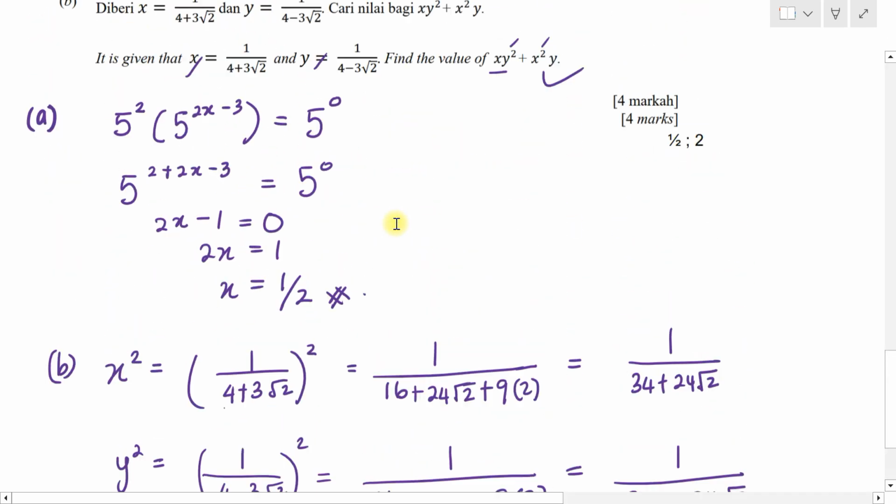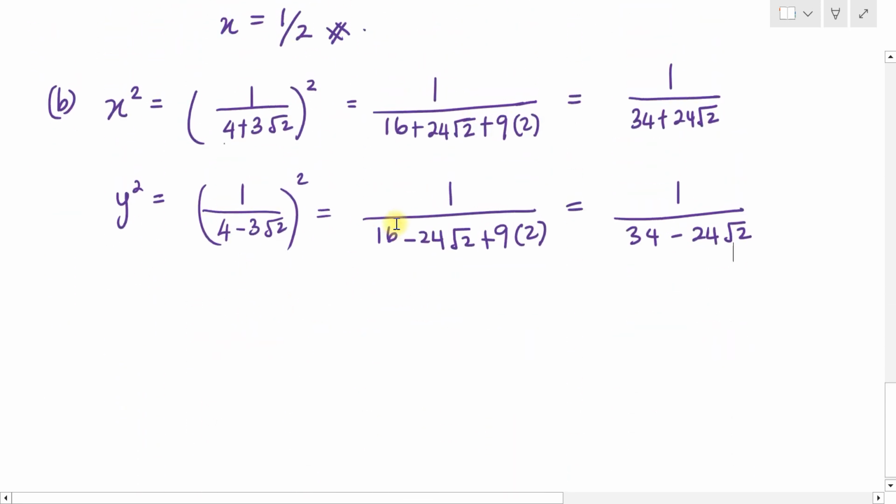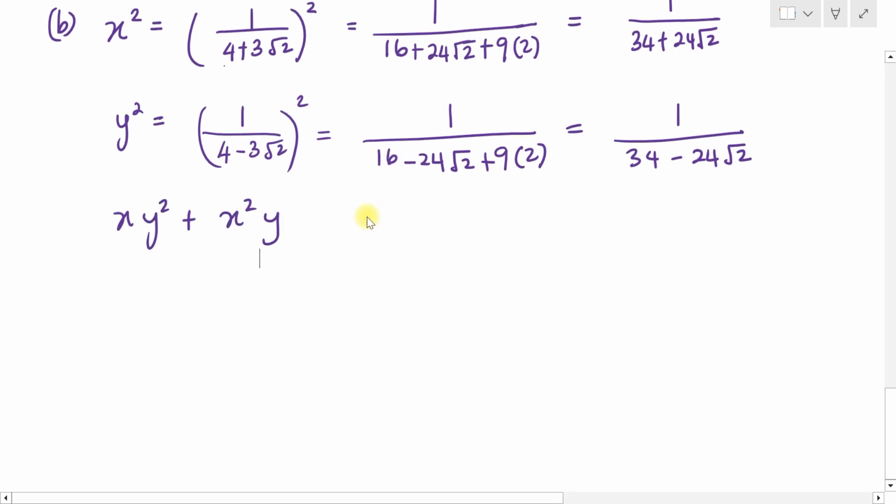Okay, now what is the question? The question is xy square plus x square y. Xy square plus x square y. Okay, so x is what? 1 over 4 plus 3 surd 2.